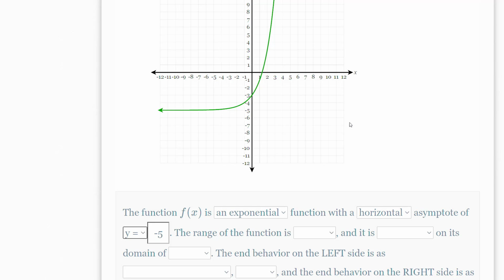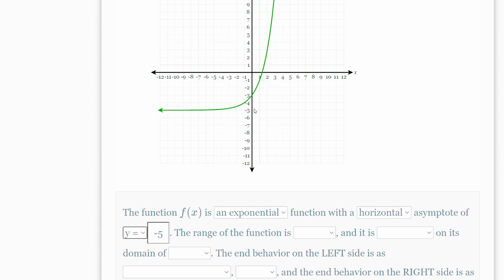That is the equation for a horizontal line: y equals, as in y. X can be anything it wants to, so it can be the entire x-axis, but y is locked always at -5. So that's the first sentence. The function f of x is an exponential function with a horizontal asymptote of y equals -5. Horizontal asymptotes always look like y equals, and then -5 is just the point it goes through on the y-axis.